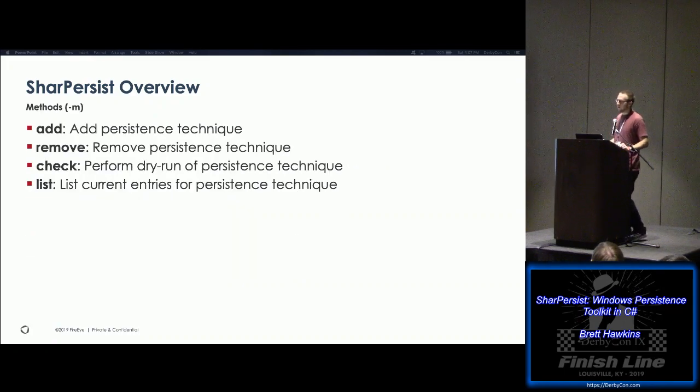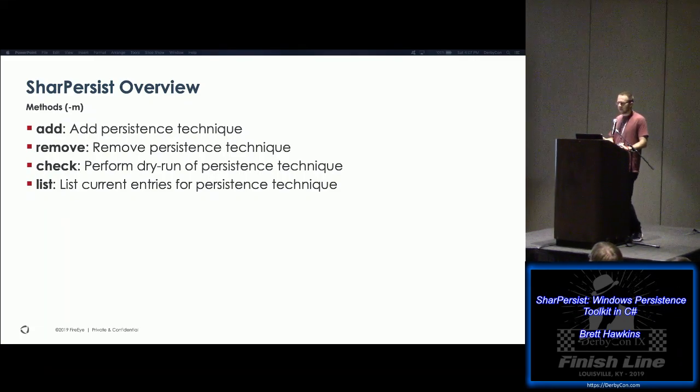So I mentioned the methods. There's 4 different methods, right? There's add, which is simply going to add that persistence technique. Remove will remove that persistence technique. Check will perform a dry run without actually adding that persistence. So for example, it's going to check to make sure you have the right permissions, make sure you have the right switches, stuff like that, without actually adding it. I highly recommend running check before you actually do the add. The same checks are in place when it's trying to add or remove the persistence, but it's just best practice, I think, to perform a dry run.